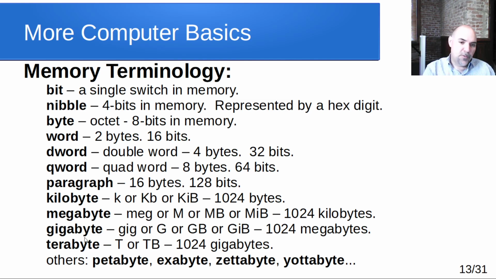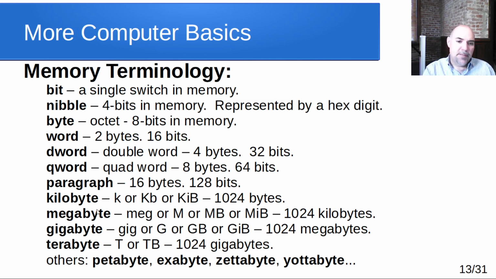Now, there are some other ones that get into larger sizes, like a kilobyte, which is shortened as K or KB or KiB sometimes. That's 1,024 bytes. Notice it's not exactly 1,000. It's 1,024, and the reason is that 1,024 is a power of 2. Again, it matches up nicely with the way the bits are organized in the computer.